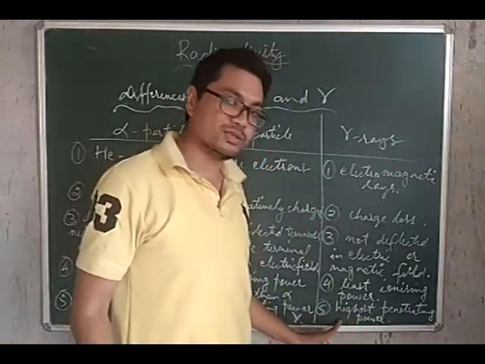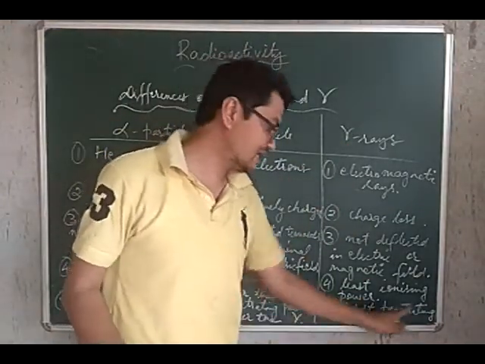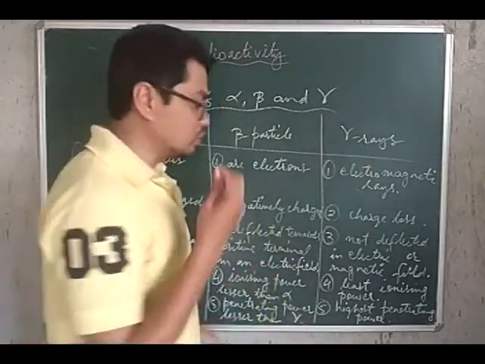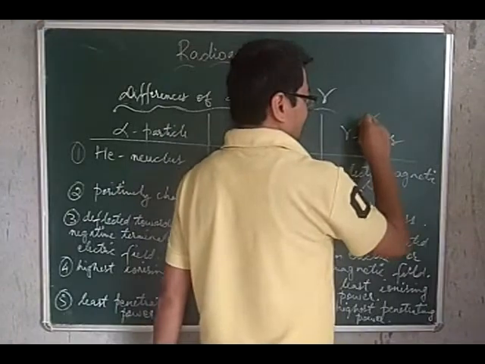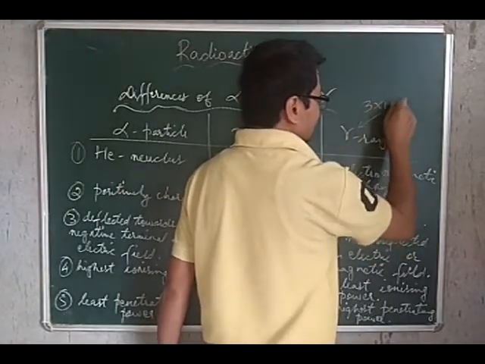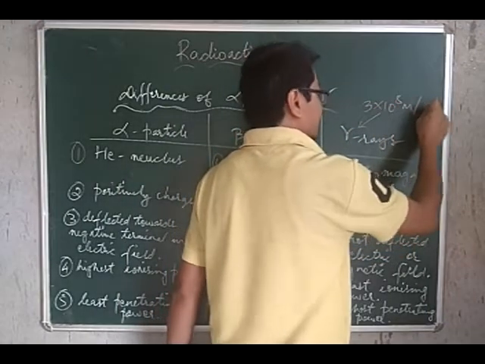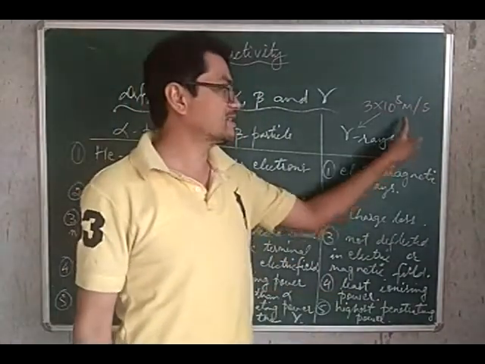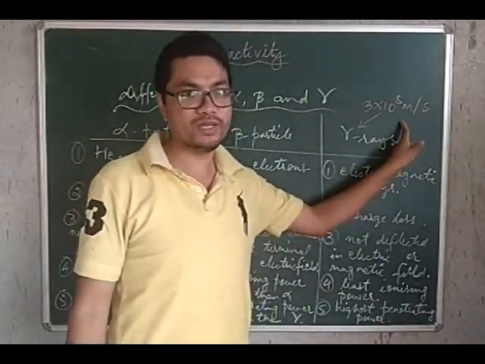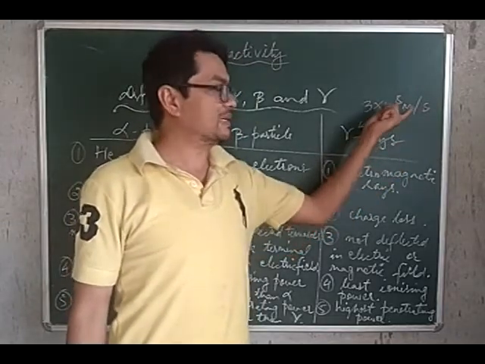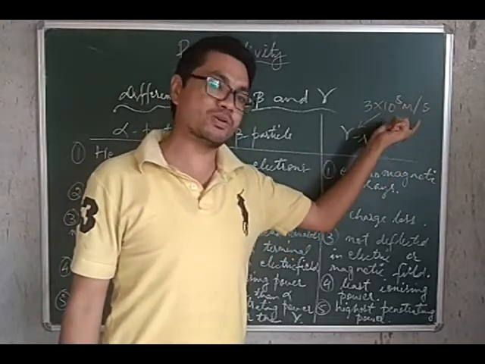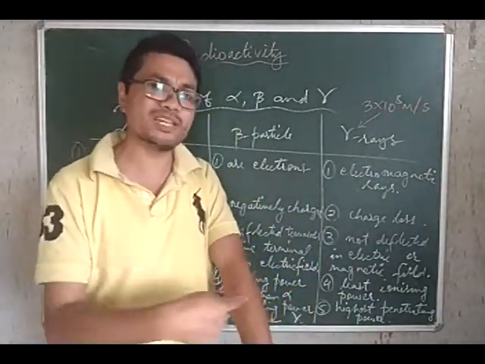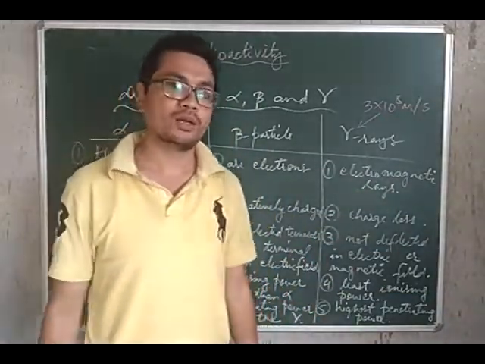Gamma radiations, being electromagnetic waves, have the highest penetrating power. Do not forget, being electromagnetic waves, they travel with 3 × 10^8 meters per second. This is basically the speed of light, but it is the speed of any electromagnetic wave. Gamma radiations, traveling with this high speed, have very high penetrating power. Gamma radiations can easily penetrate through our skin.